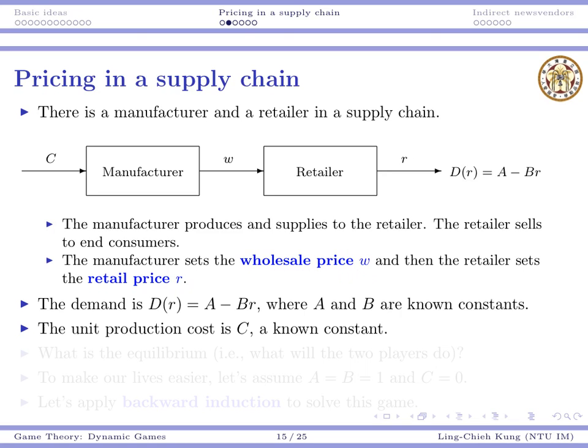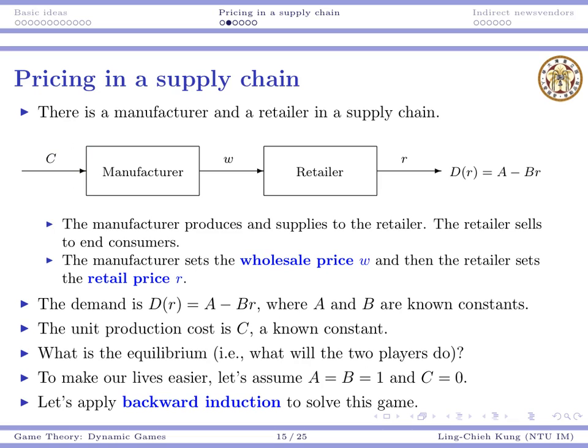In this problem, we say the market demand is affected by the retail price R. And we again use this very basic linear demand model. So demand is A minus BR, and A and B are known constants. When the retail price becomes larger, the total demand will become smaller. We may also say that there is a unit production cost C, and that's what the manufacturer pays to get those products.